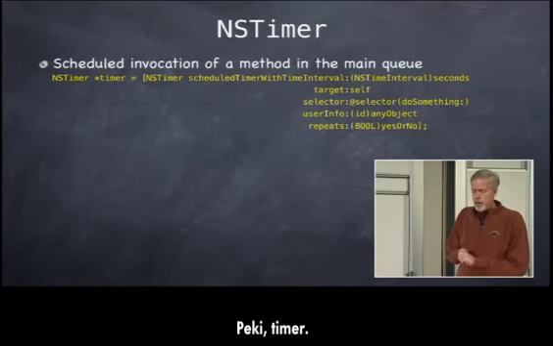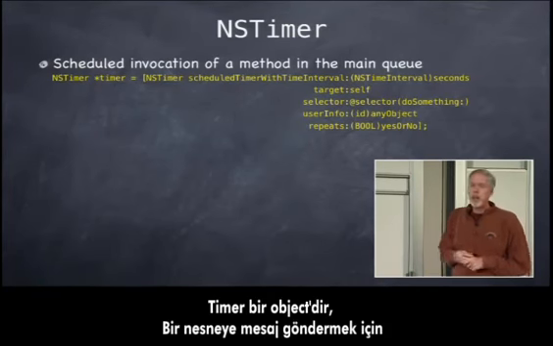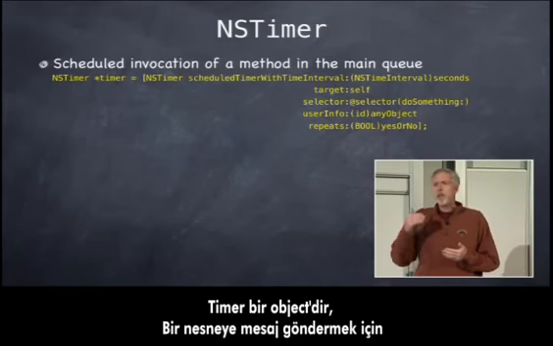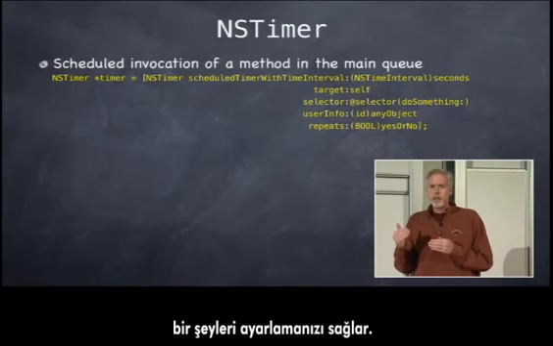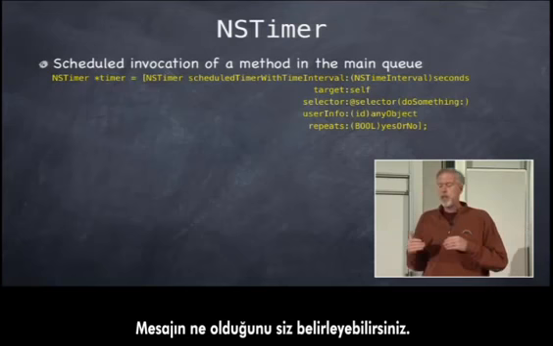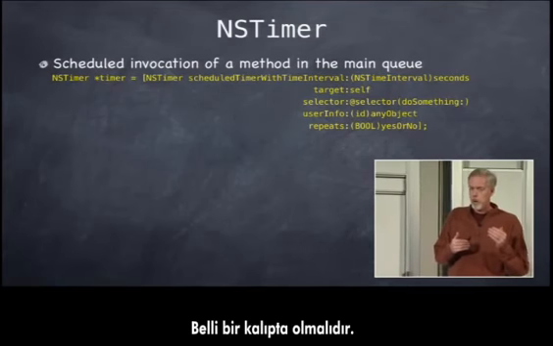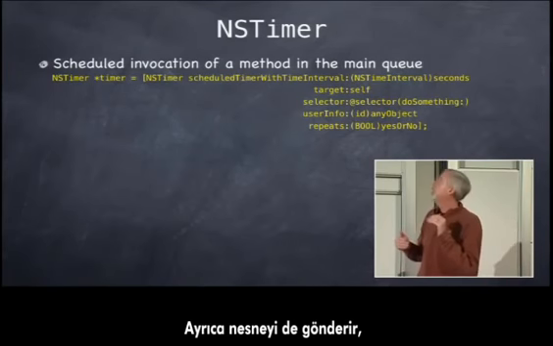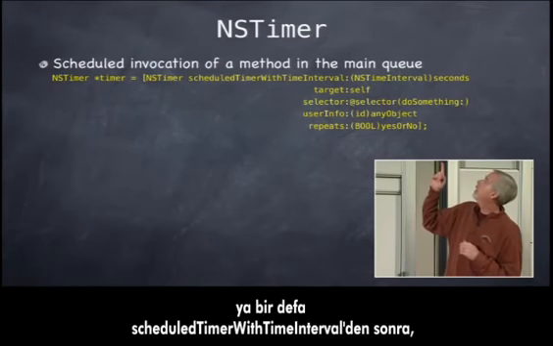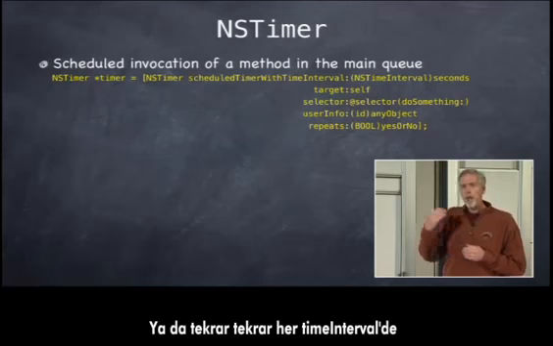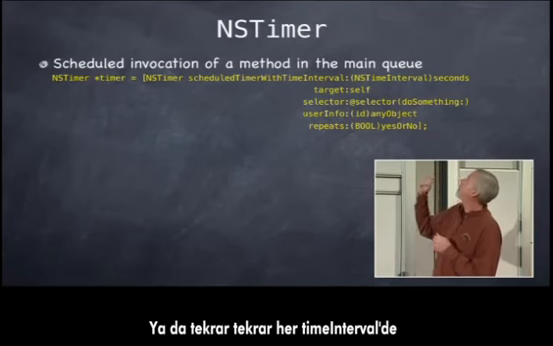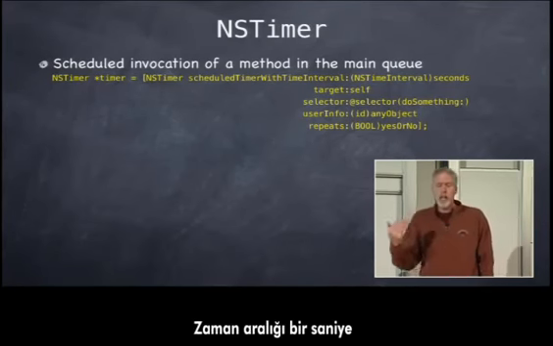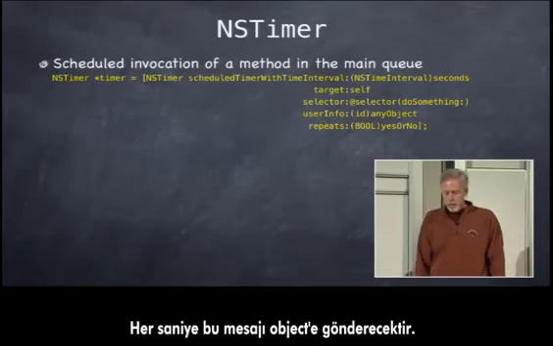Okay, timer. So the timer is an object that allows you to set things up to send a message to an object. Okay, you get to specify what message it is. It has to be of a certain form, which I'll show you in a second. And it sends it to the object either once after a certain time interval, or repeatedly every time interval. So if that time interval is 1 second, every second it would send that message to the object.